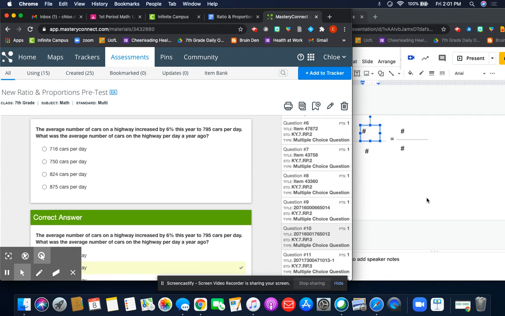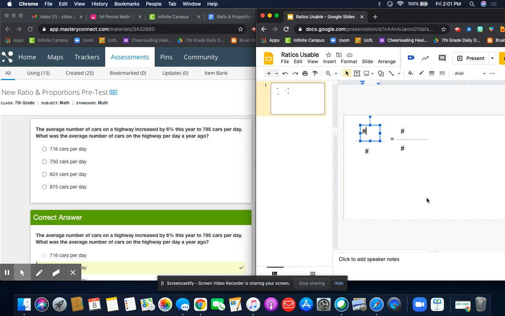All right, question 10, we're getting into our percents. So it tells us that the number of cars on a highway increased by 6% this year. Now we have 795 cars. Okay, I think I changed this one on your test too. So I'm going to say we started with 795 cars. We're increasing by 6%. So how many cars are there now?